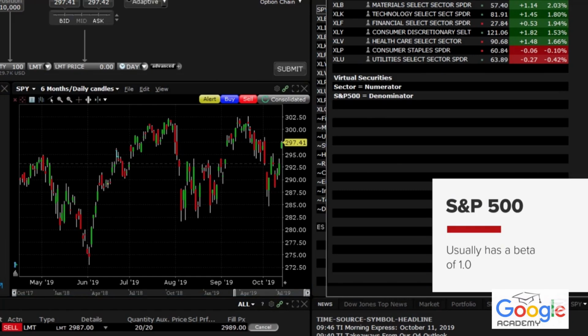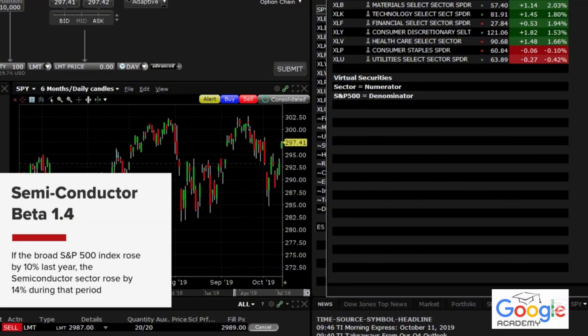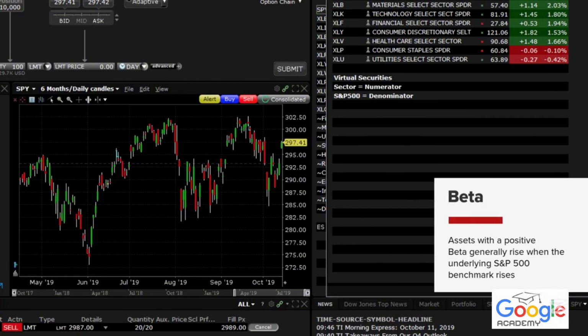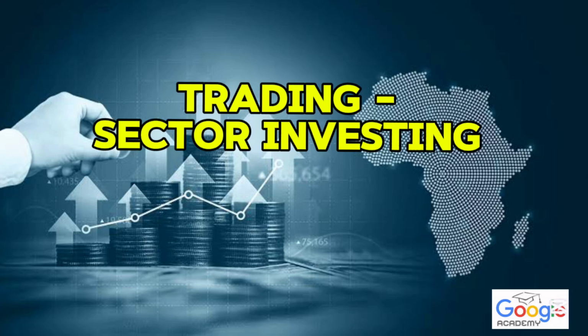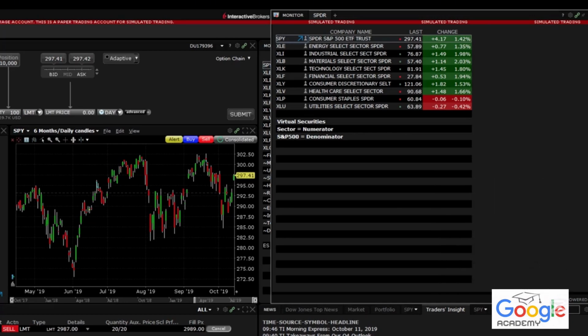The beta of the semiconductor sector may be 1.4. That means that if the broad S&P 500 index rose by 10% last year, the semiconductor sector rose by 14% during that period. Beta calculations are calculated over a period and are, therefore, dynamic. Assets with a positive beta generally rise when the underlying S&P 500 benchmark rises, and they generally fall when the benchmark declines. Remember, beta is calculated over time, and so the linkages are approximate on any given day, but hold true over time.